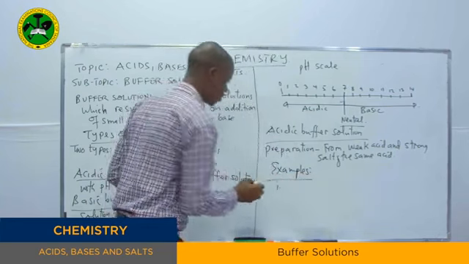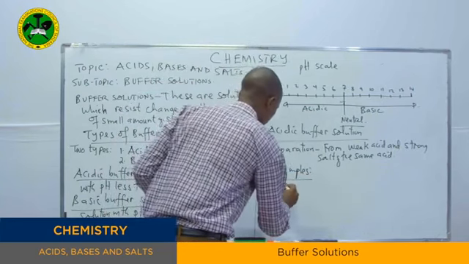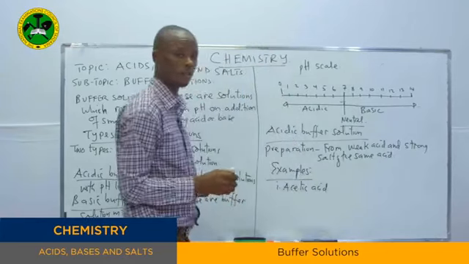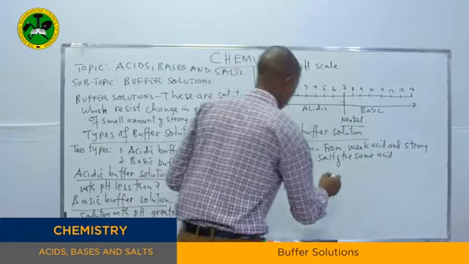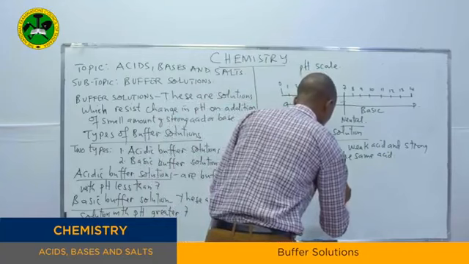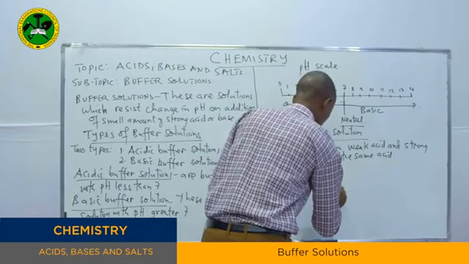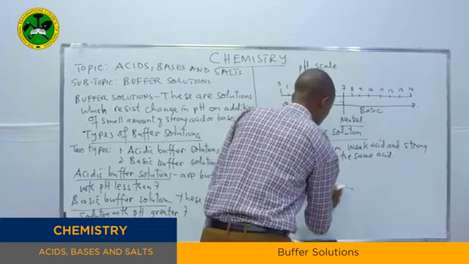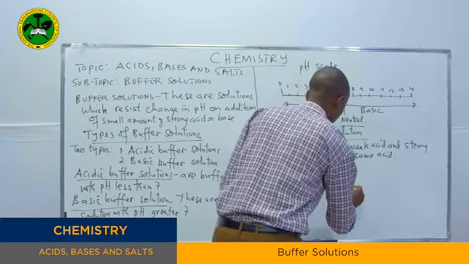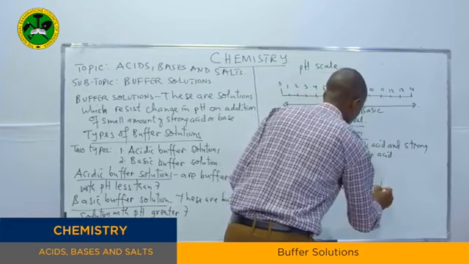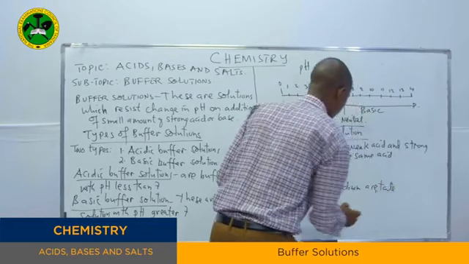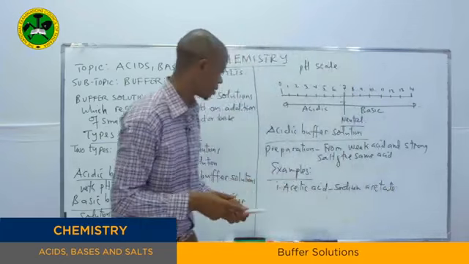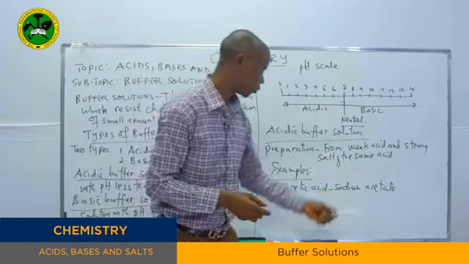Number one, acetic acid mixed with sodium acetate. This one is an example of the acidic buffer solution.